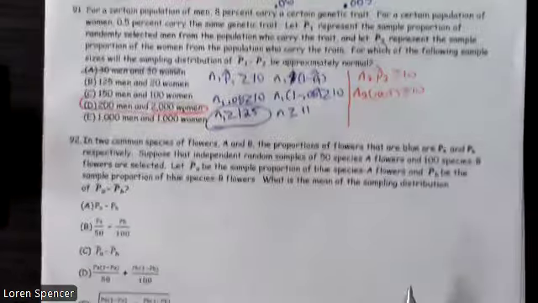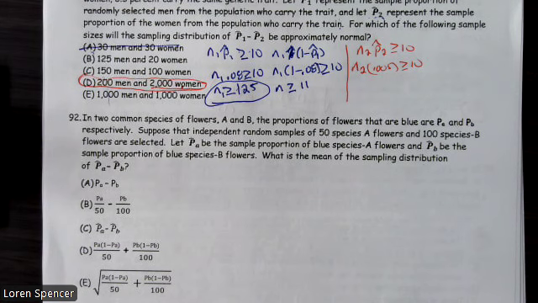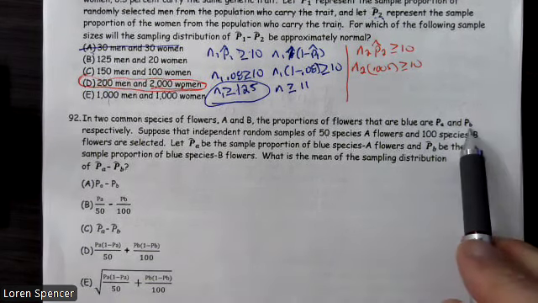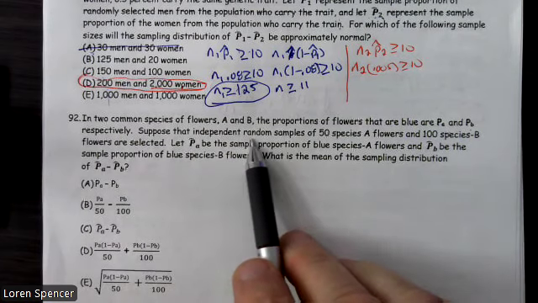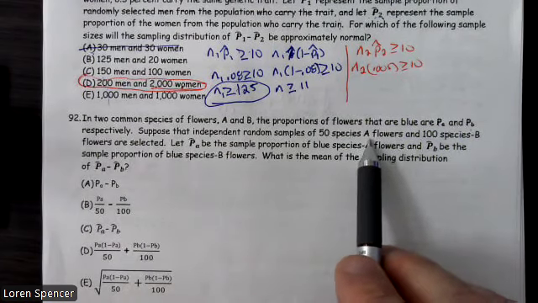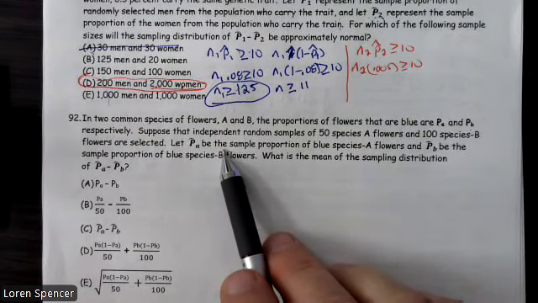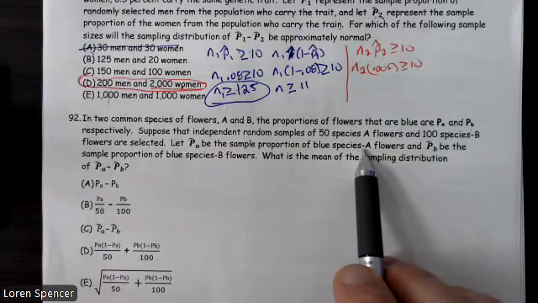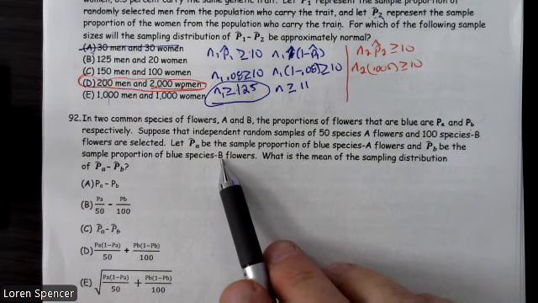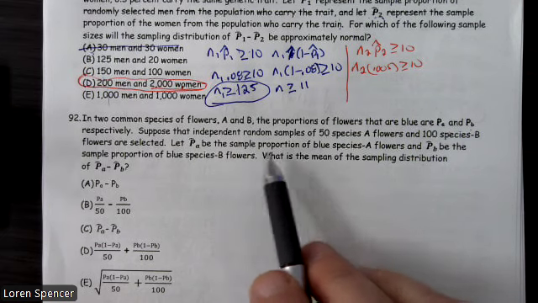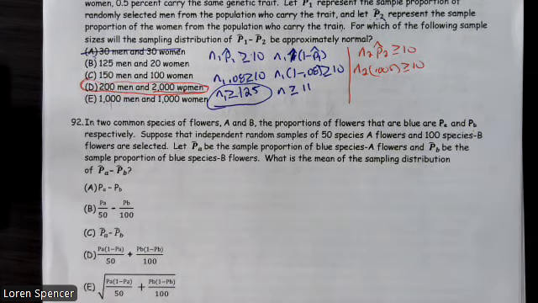92. In two common species of flowers, A and B, the proportions of flowers that are blue are p sub A and p sub B. Suppose that independent random samples of 50 A flowers and 100 B flowers are selected. Let p hat A be the sample proportion of blue A flowers and p hat B be the sample proportion of blue B flowers. What is the mean of the sampling distribution?